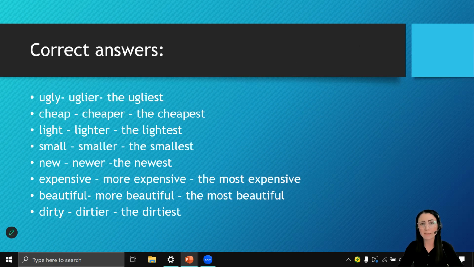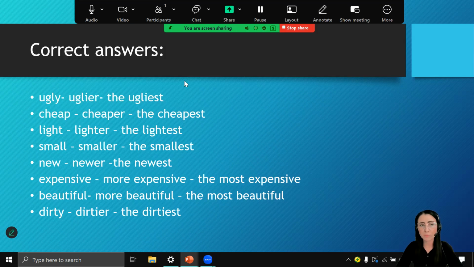Ugly, uglier, the ugliest. The word ugly is two-syllable and it ends with y. In this case, we put ending ier and iest. Ugly, uglier, the ugliest. Cheap is one-syllable word, so we just add er. Cheaper, the cheapest. Light, lighter, the lightest. Small, smaller, the smallest. New, newer, the newest.